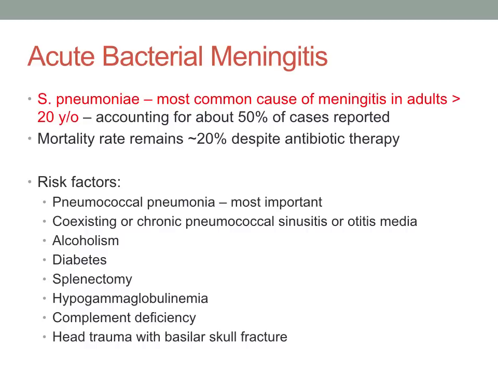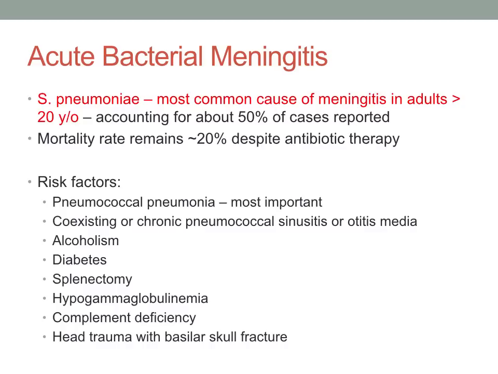Coexisting or chronic pneumococcal sinusitis or otitis media. As I mentioned to you in class, strep pneumo is a pretty common organism to cause upper respiratory type infections, and that can lead into things like sinusitis and otitis media. And as we discussed in class, if you have a pretty significant sinusitis or otitis media that doesn't get treated, those things are really close to the central nervous system, and should those bacteria migrate across the barriers, you're going to be in real trouble here.